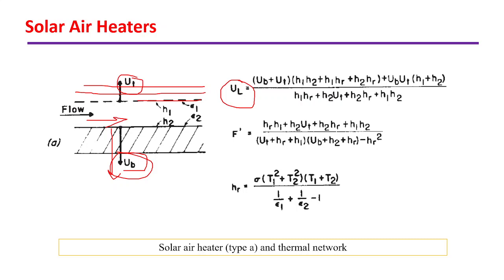So H1 and H2 will be the heat transfer coefficients for these two objects, and then there will be one cumulative heat transfer, the radiation heat transfer coefficient, indicated by HR. These two functions we have to take into account. And after that, another thing we have to calculate is F dash, the collector efficiency factor.